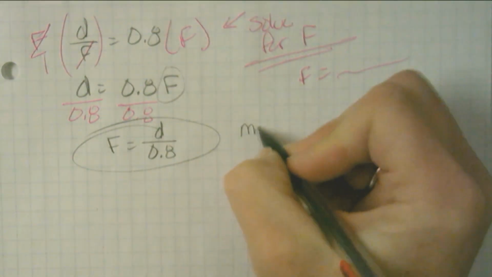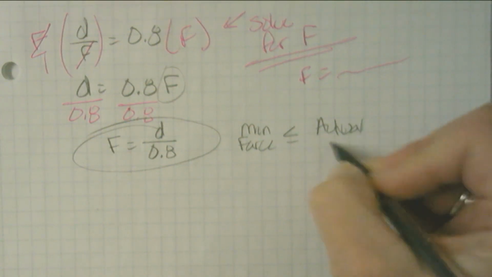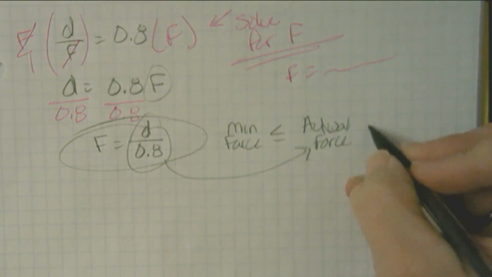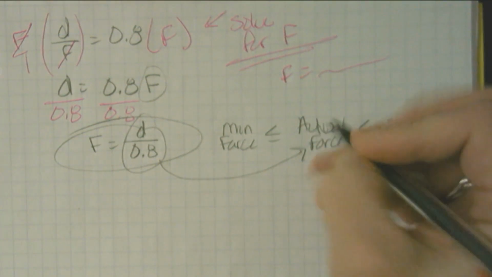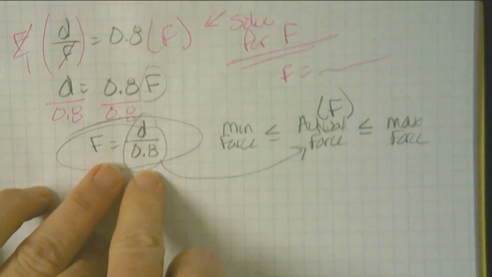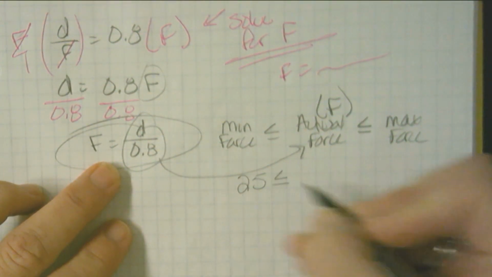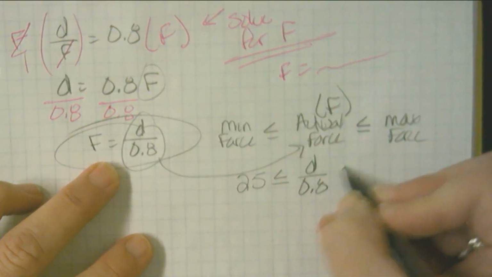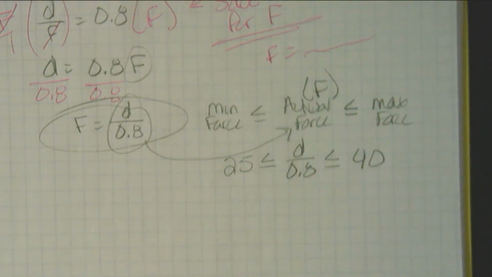So remember, we have minimum force is less than or equal to my actual force. This is where this formula is going to go, for my actual, which is less than or equal to my maximum force. Because this actual force is my f, and my equation for force is d over 0.8. So I end up with my minimum, 25 pounds, is less than or equal to d over 0.8, which is less than or equal to my 40 pounds. And now I solve that.